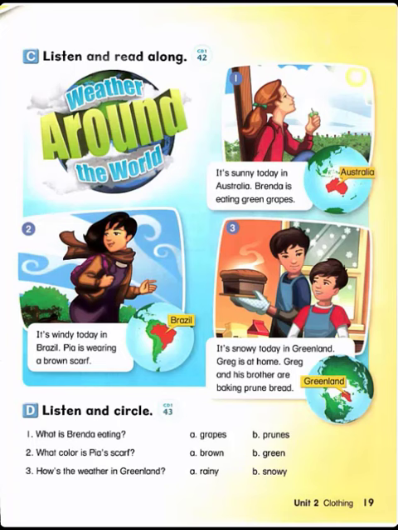Page 19. D. Listen and circle. Number 1. What is Brenda eating? Number 2. What color is Pia's scarf? Number 3. How's the weather in Greenland?